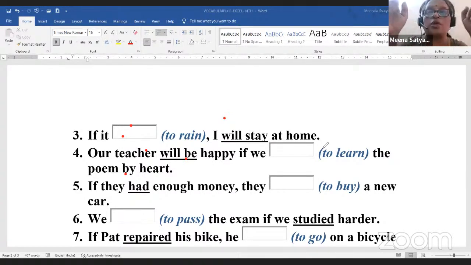So the first one is where you have two actions and with the condition "if". Now if one is with will, the other one will automatically be simple present tense. Will plus the verb, that's all: will run, will sing, will dance, will teach, will play. Now you go to the fifth one. There is a slight difference. All this while I said will plus the verb, and then you'll have the simple present tense. But you go to the fifth one, see the difference.